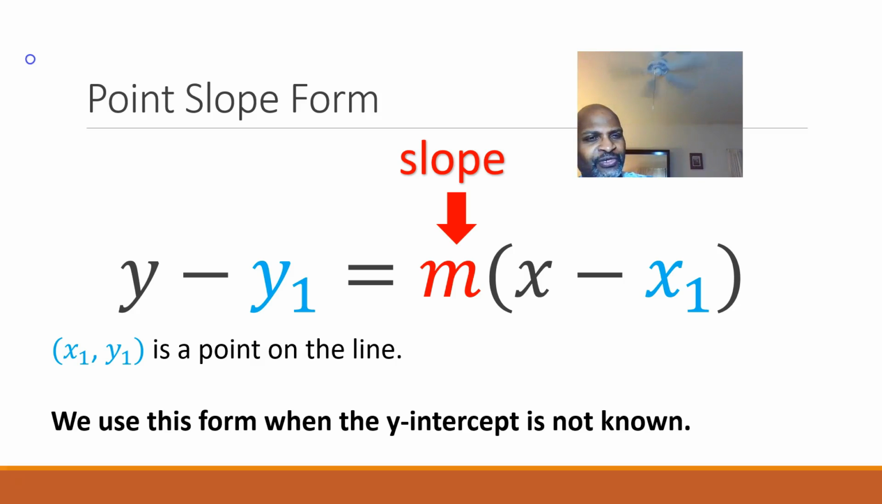Remember, there are 3 forms of linear equations we've talked about this year. This one, remember the point-slope form, which is good when you don't know what the y-intercept is. When you have a point and a slope and you don't know what the y-intercept is, this is a good form we can start with.